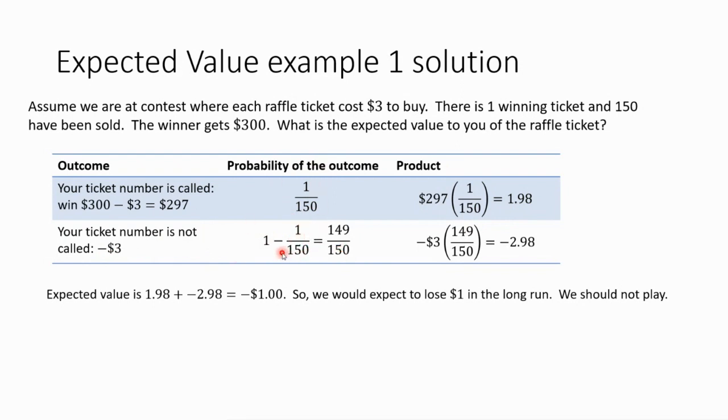I guess you really didn't have to do this subtraction, because if there's one winning ticket, there's 149 losing tickets. What's the probability of having a losing ticket then? 149 in 150. Okay, so what's the product here? We get negative 2.98. So now we add up these products and we get negative $1, I should say. So what is this telling us?